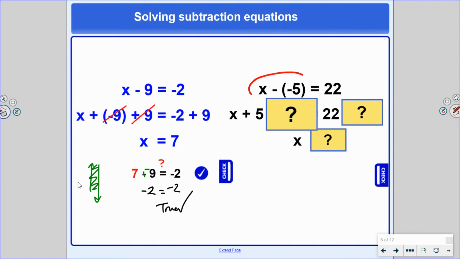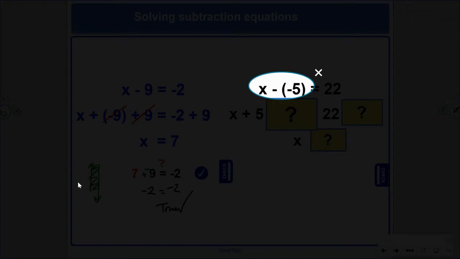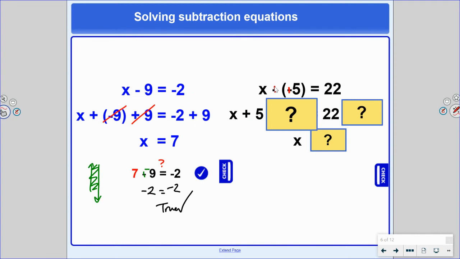Let's take a look at the second example, and I want you to look immediately at that left side. What do we have here? Subtracting a negative. We're going to change subtraction to add the opposite. That makes a little more sense. So I see subtraction of a negative as adding a +5.